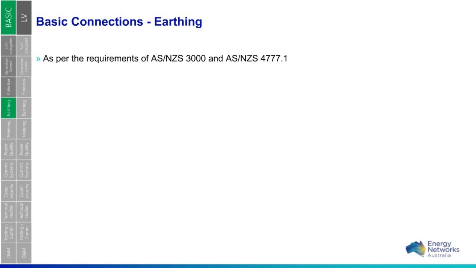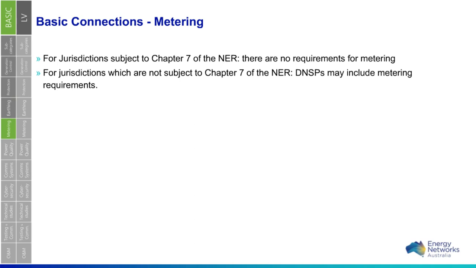Similar to protection, earthing requirements also come from 4777 and also from AS 3000. For basic connections, for jurisdictions that are subject to Chapter 7 of the NER, there are no metering requirements for the moment. Any jurisdictions that aren't subject to Chapter 7 of the NER may include metering requirements in their guidelines.